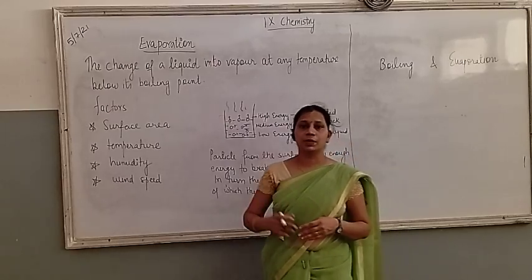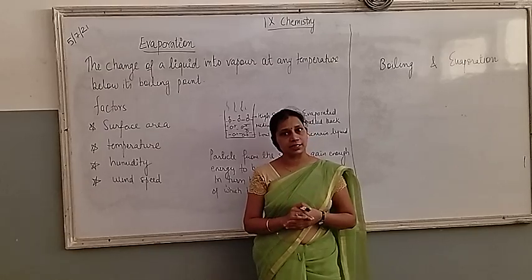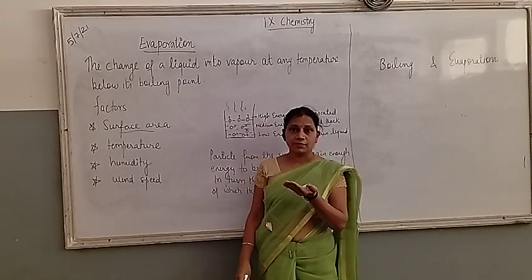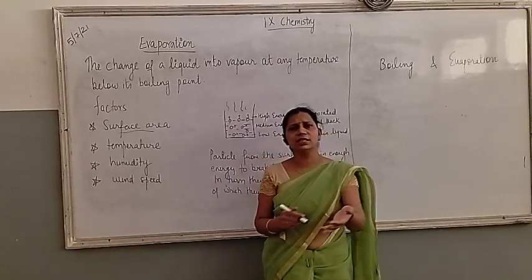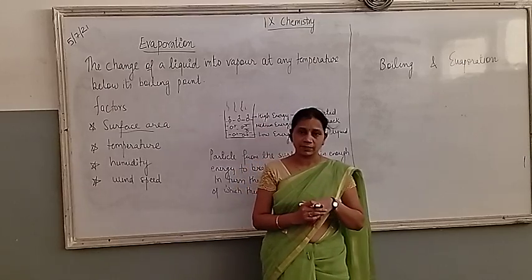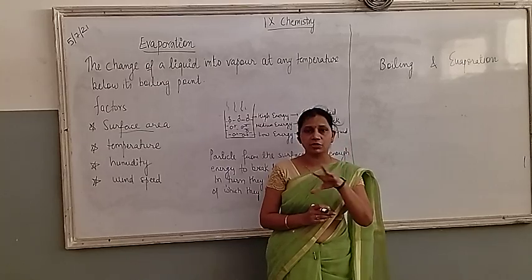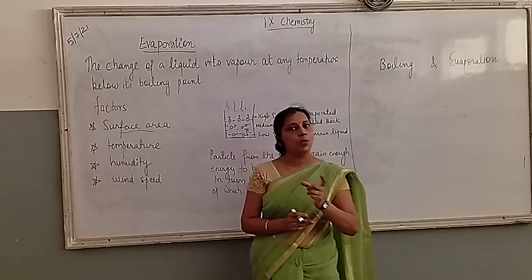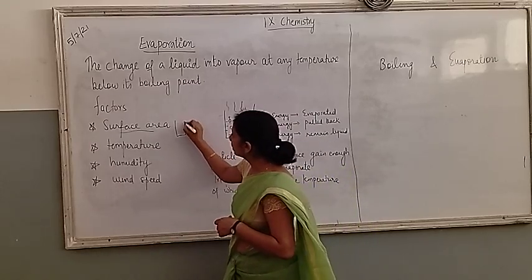Now, the rate of evaporation, whether it will increase or decrease, depends on certain factors. Certain factors like surface area. I will try to explain this by an example, and then you can decide whether an increase in surface area will increase or decrease the rate of evaporation. Let's say you take a hot glass of milk. Now you pour that milk into two containers. One container has a very small opening, let's say like this glass.